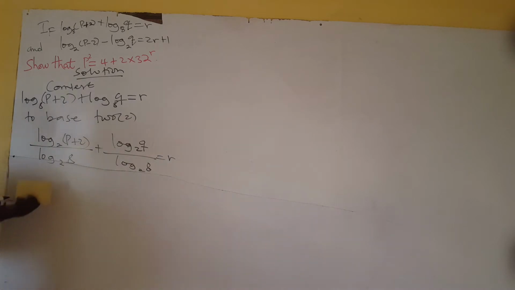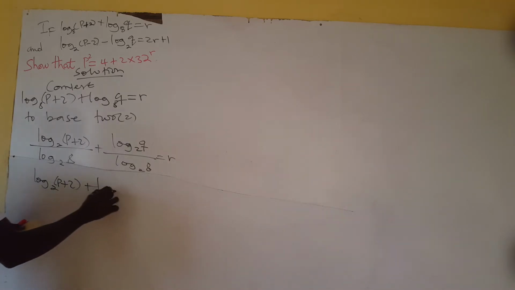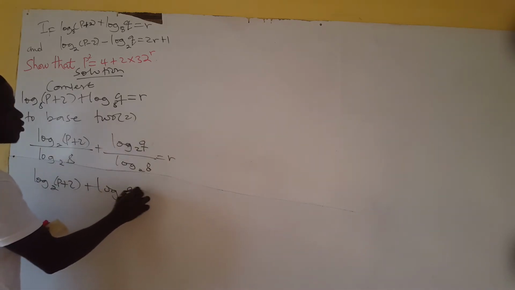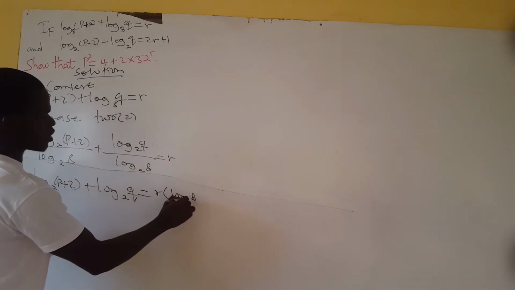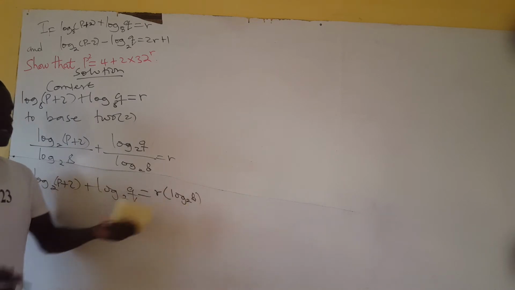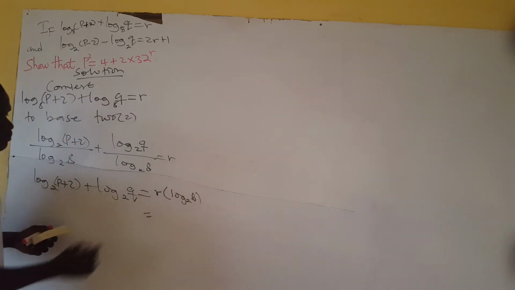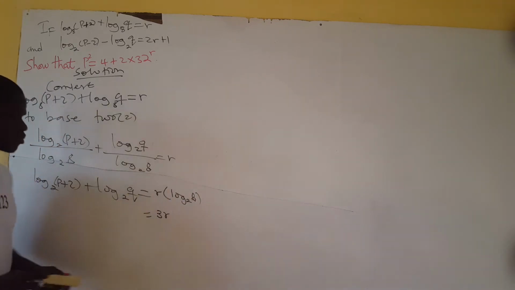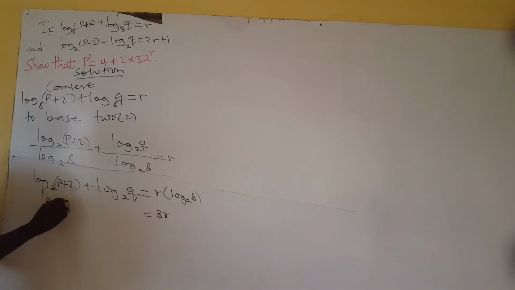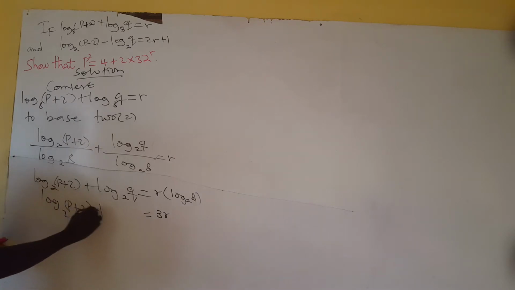Now we have to simplify this. The LCM is log 8 base 2, so let's multiply through by the LCM. Plus log q to the base 2. So the LCM will multiply r, and we have log 8 to the base 2. Log 8 base 2 is equal to 3, so we have 3r over here because log 8 base 2 is 3.